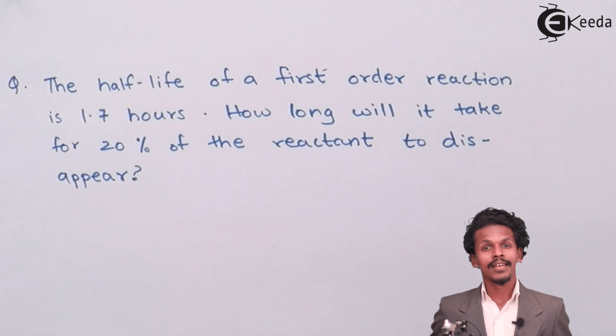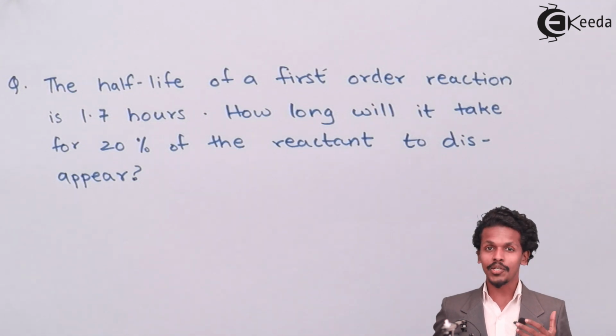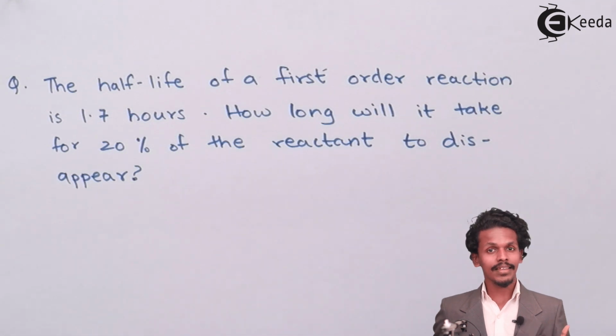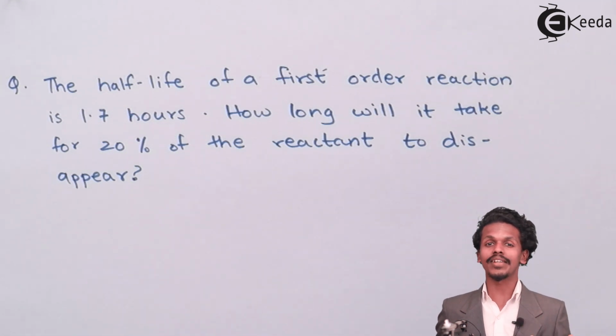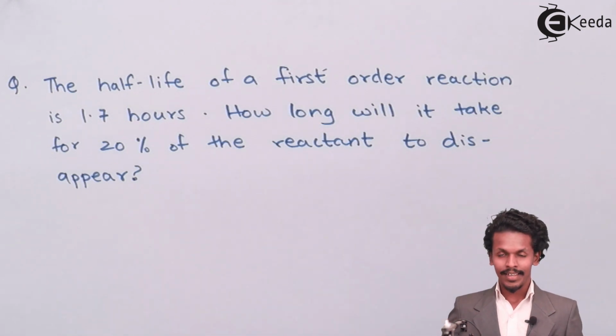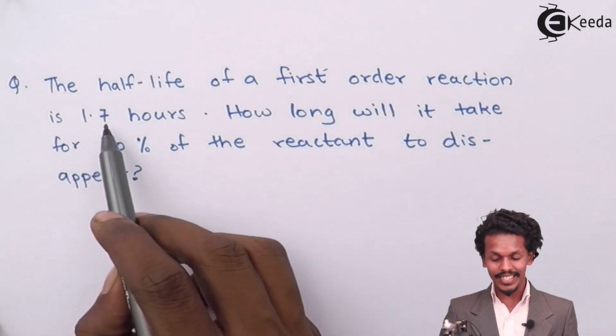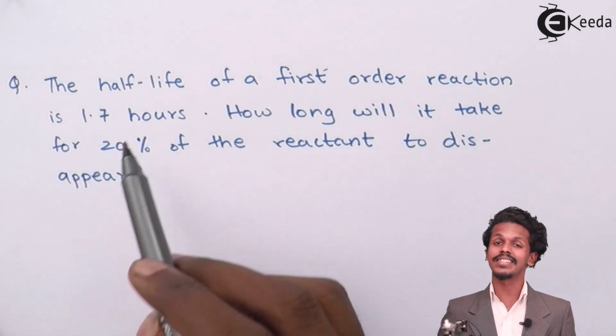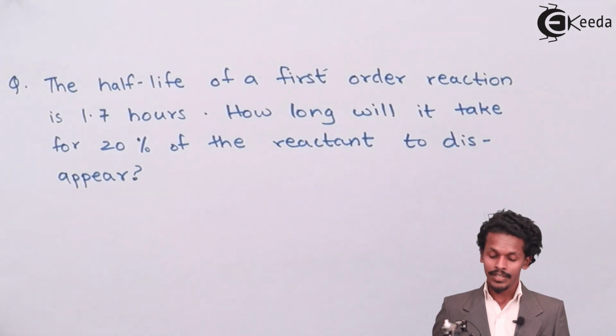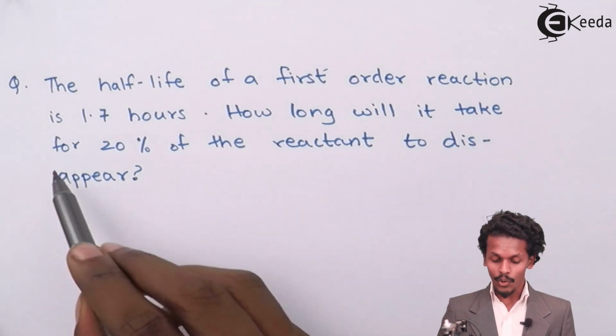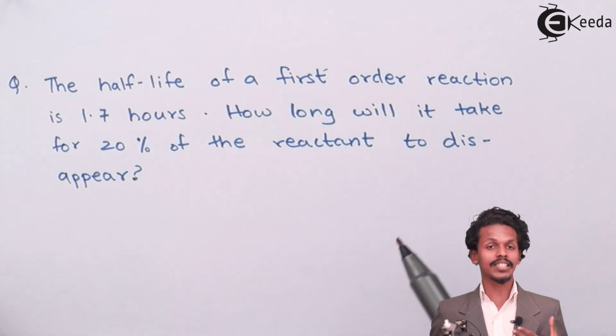Hello friends. On the screen, as you can see, there is a question which is based on half-life as well as the rate constant for the first order reaction. So let us see the question and extract some data and fulfill the requirements of the question. It has been asked: the half-life of the first order reaction is 1.7 hours, and how long will it take for 20% of the reactant to disappear?